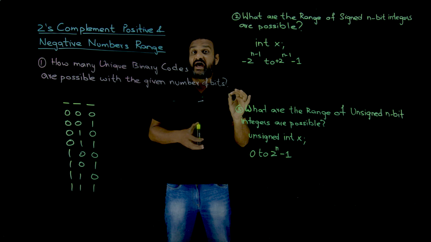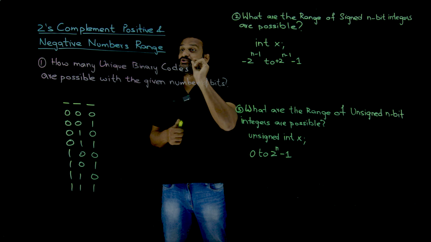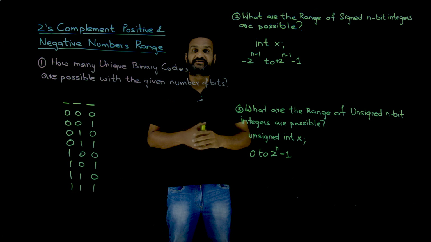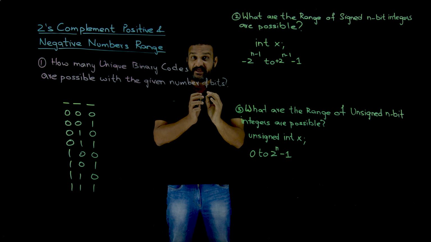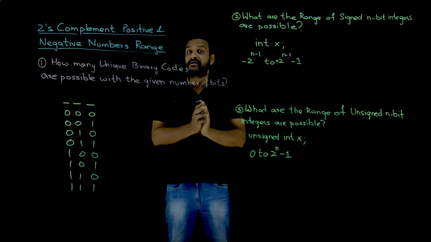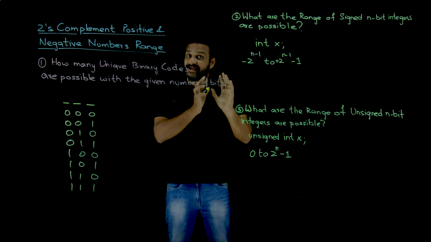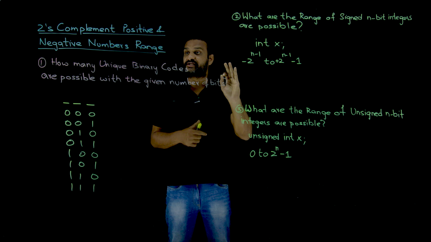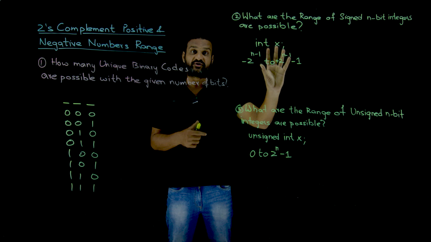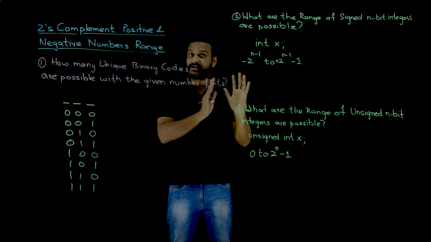In this class, we will understand 2's complement positive and negative numbers range. This concept is very important to understand. To understand it, we have to solve 3 questions. These are the 3 questions that we have to understand, so we will solve these 3 questions.